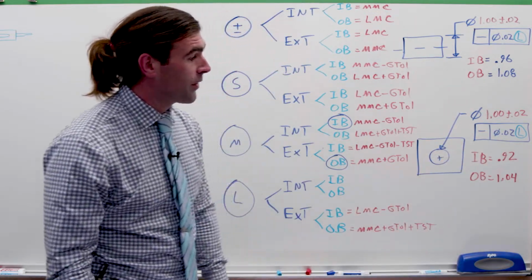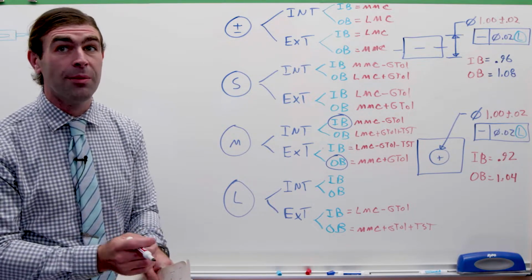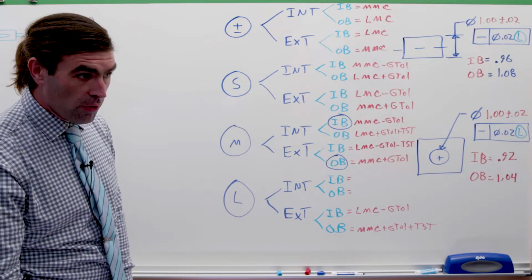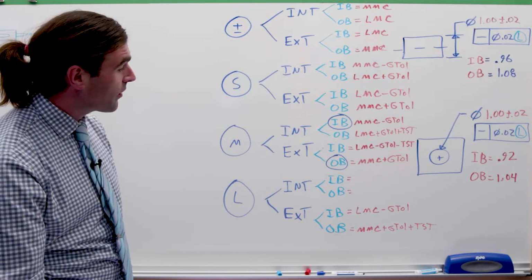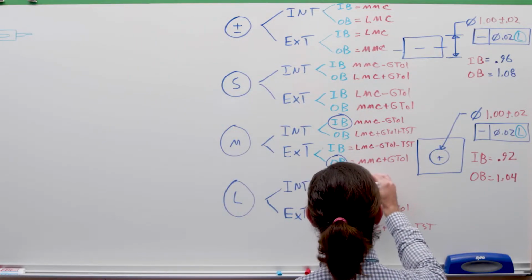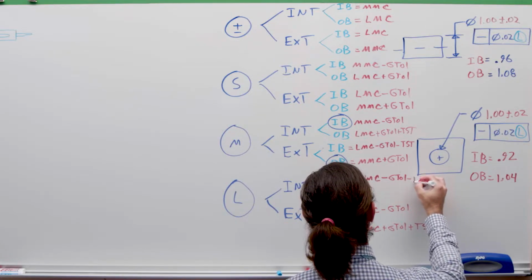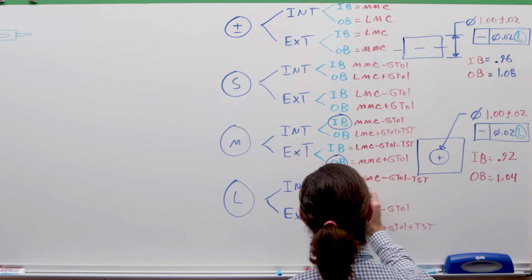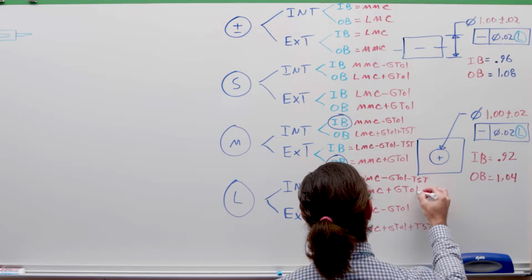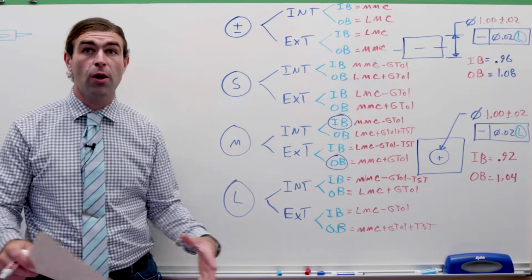Our inner boundary is going to be 0.92. So the hole is allowed to shrink more, as opposed to MMC where it's allowed to grow larger. So down here for an internal feature modified at LMC, our internal boundary is going to be our MMC minus the geometric tolerance minus the total size tolerance, and the outer boundary is our LMC plus the geometric tolerance. So we're essentially not allowing the hole to grow too much.